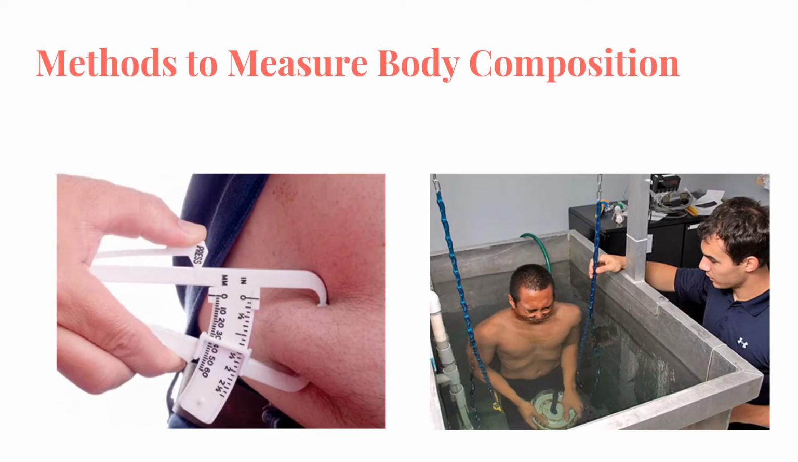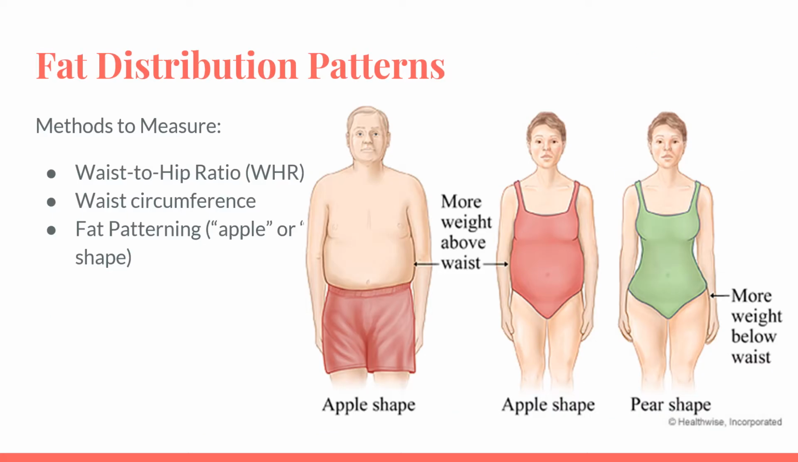So here on the left, you see the skin fold calipers measurement, and then on the right is underwater weighing. Underwater weighing is actually the most accurate measure of body composition, but again, you have to have access to these types of machines. And then finally, another way we can look at body composition is through something called fat distribution patterns.